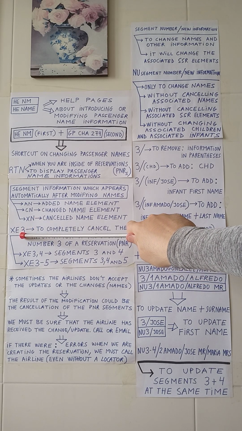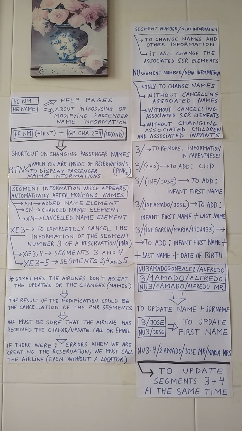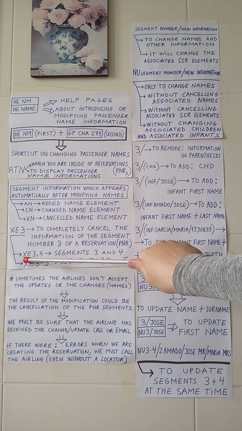Now we can see XE3. This transaction allows for the complete cancellation of the information of segment number 3 of a reservation. I remind you again that a reservation is called PNR.